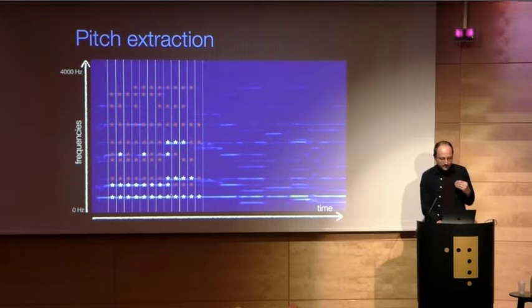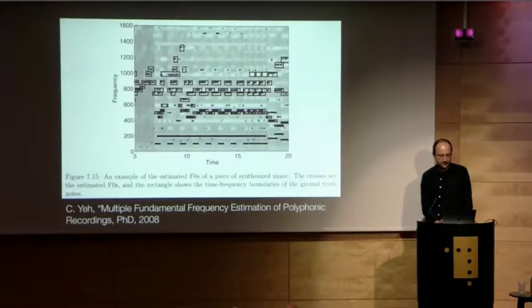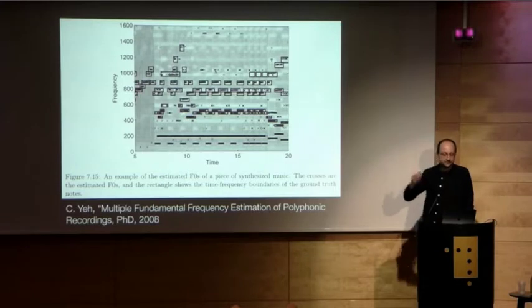And the one issue is that with this type of method, it's not always very robust, because this is an example of results you could get. In rectangles, you have the actual notes that were played, and in crosses, you have what is detected by the algorithm. Sometimes it will find other frequencies that were not actual notes.